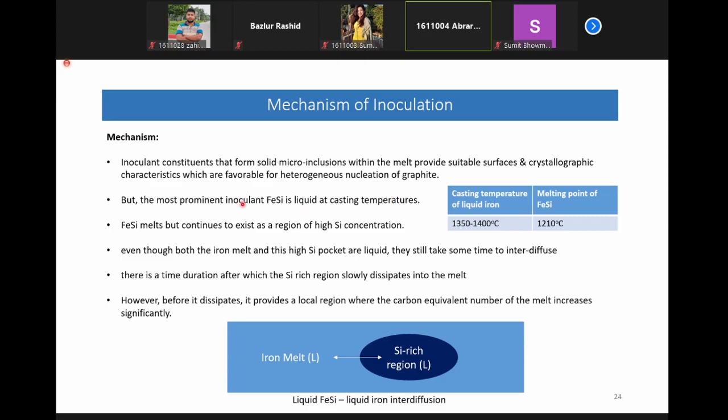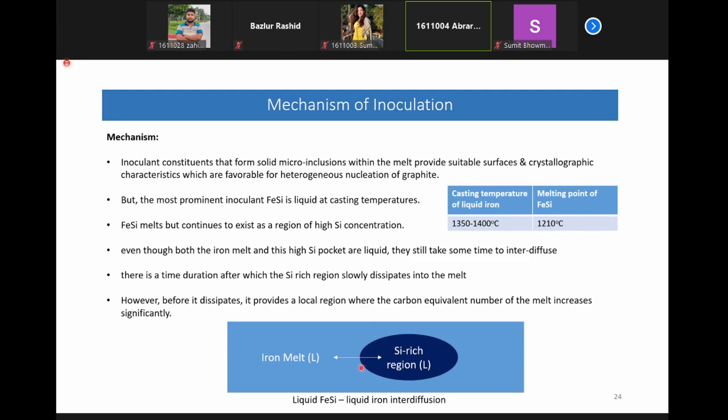However, the most prominent inoculant that we use for this system, which is ferrosilicon, if you look at the melting temperature, is actually liquid at the casting temperatures of liquid iron, which means that ferrosilicon can't really be a solid heterogeneous nucleation site for graphite. So what's happening here? Ferrosilicon melts, but it continues to exist as a region of high silicon concentration within the liquid melt for a period of time.